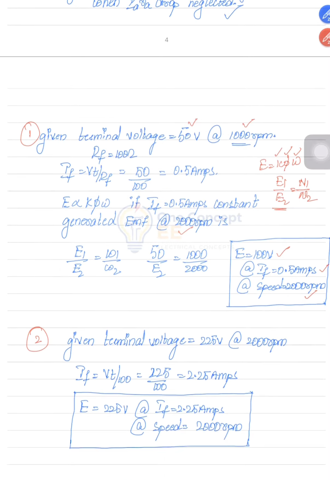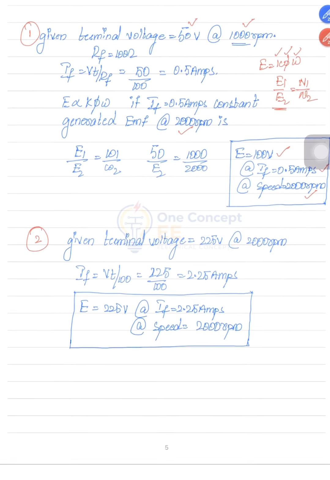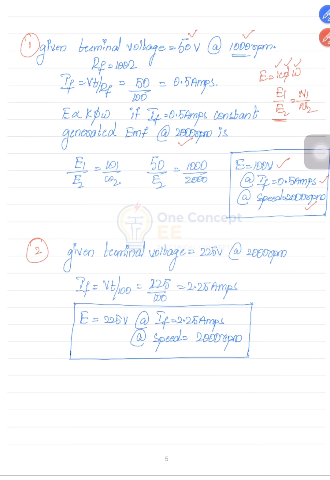Similarly, the given terminal voltage is 225 volts at 2000 rpm. The field current of 2.25 amps is giving a terminal voltage of 225 volts at the speed of 2000 rpm.